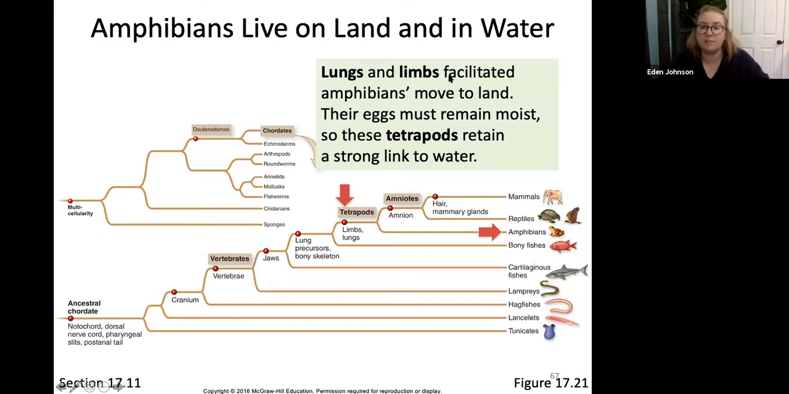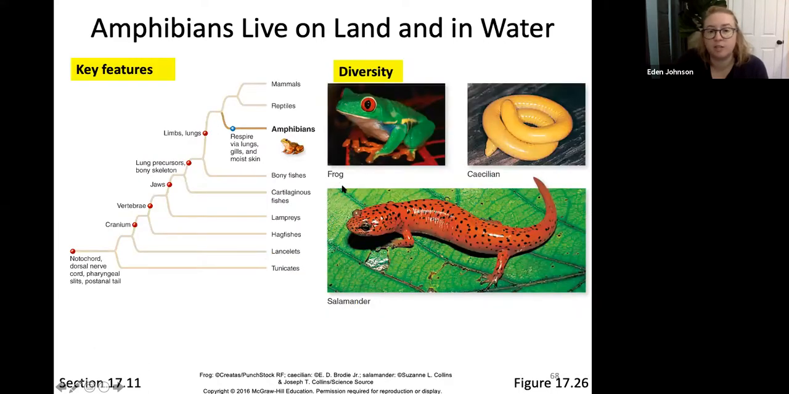So lungs and limbs facilitated amphibians' move to land. So instead of now just having fish that are well adapted to their environment, now we have these organisms that are closely tied to aquatic environments, but can also live terrestrially. Their eggs must remain moist, so these tetrapods retain a strong link to water. Here's your diversity. You've got frogs, don't know what that is, and a salamander, okay?